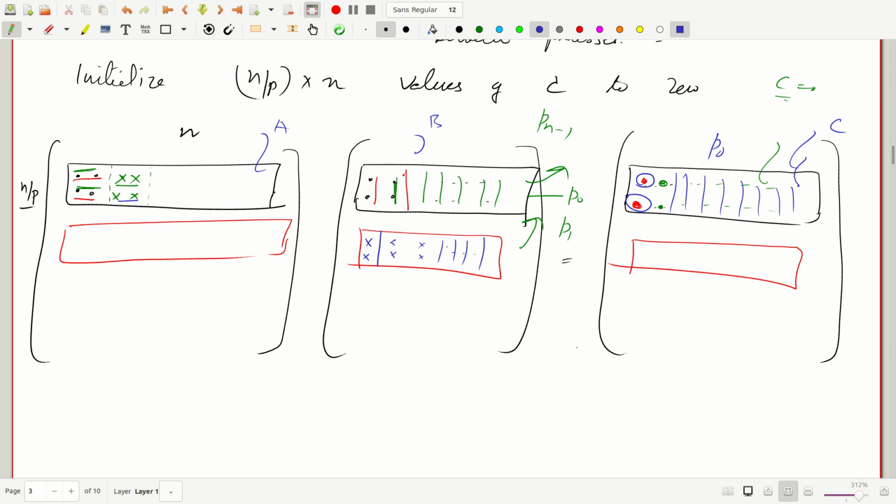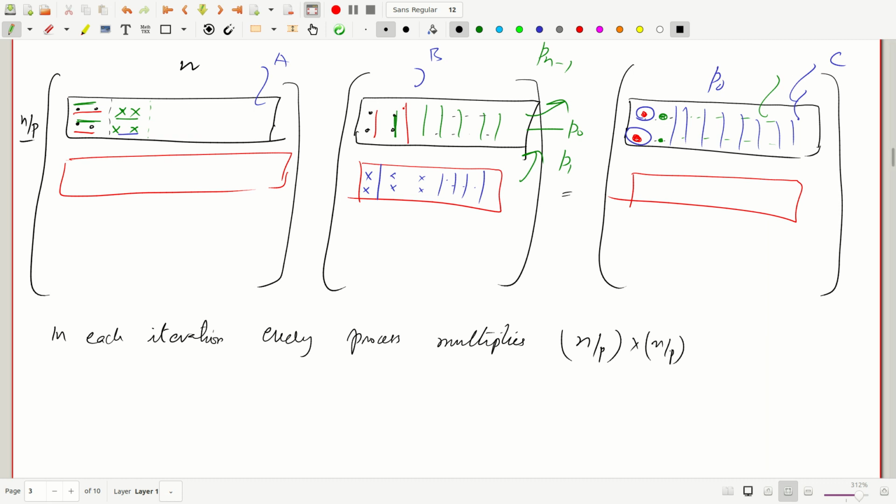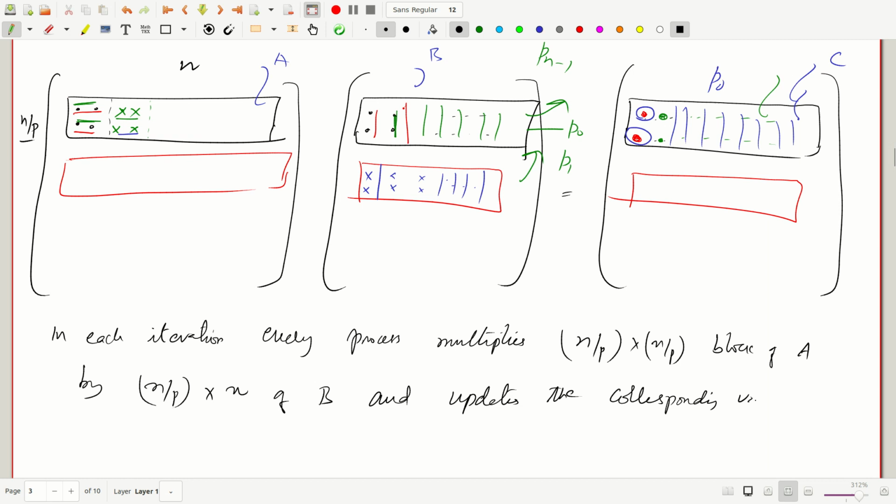Okay, that means what we can do is, in each iteration, or in each step, every process multiplies its n by p block of A. So only this block of A will be multiplied by the n by p by n, that is this entire thing of B, and updates the corresponding values in C, in the portion of C.